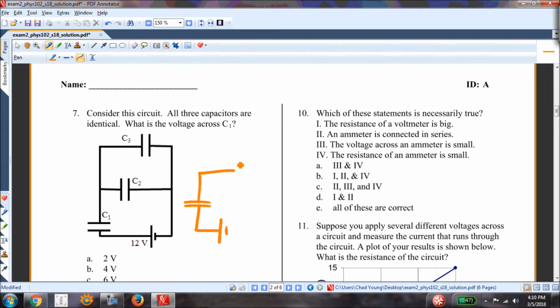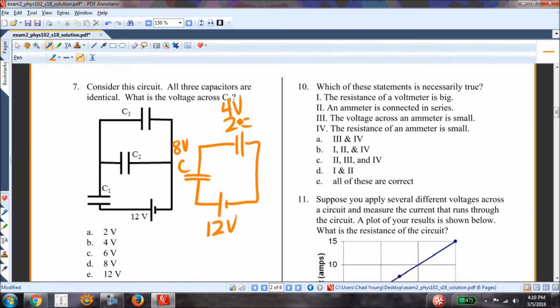There's C1, and then there is 2C. So I have C and 2C, 12 volts. We saw this before. The smaller capacitor is going to have the bigger voltage, and the bigger capacitor is going to have the smaller voltage. If this doesn't sit well with you, then you can just give them some values. So for example, make C 3 microfarads if you want. So then that would be 3 microfarads and 6 microfarads.